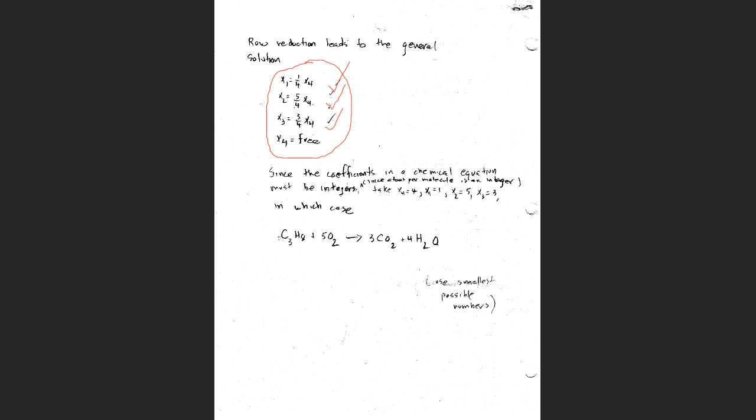Okay, so since in X1, X2, and X3, you have a fourth, 5/4, 3/4, it makes sense to let X4 be 4. And if X4 equals 4, X1 would be 1, X2 would be 5, and X3 would be 3.